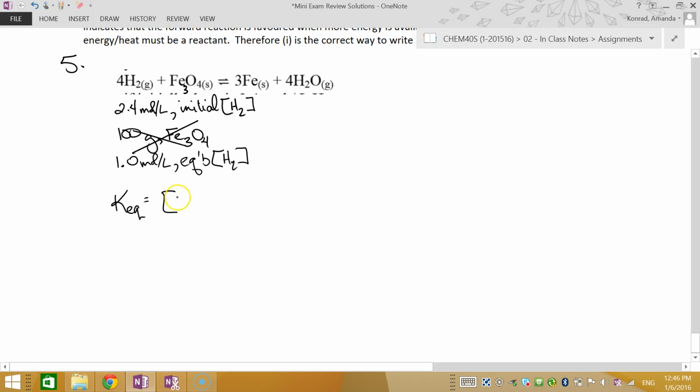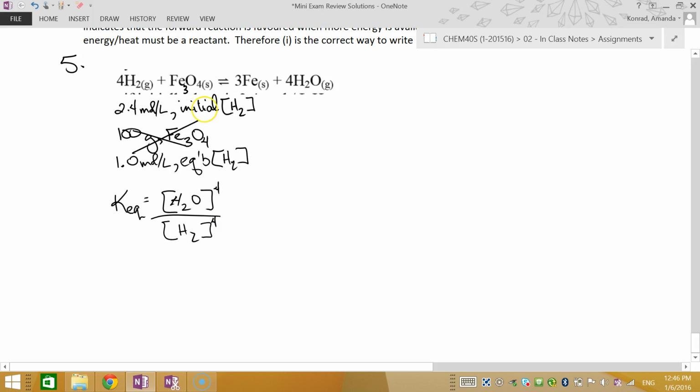So products, we've got H2O, and we've got H2, both not to the power of 2, but to the power of 4. So those are their coefficients.